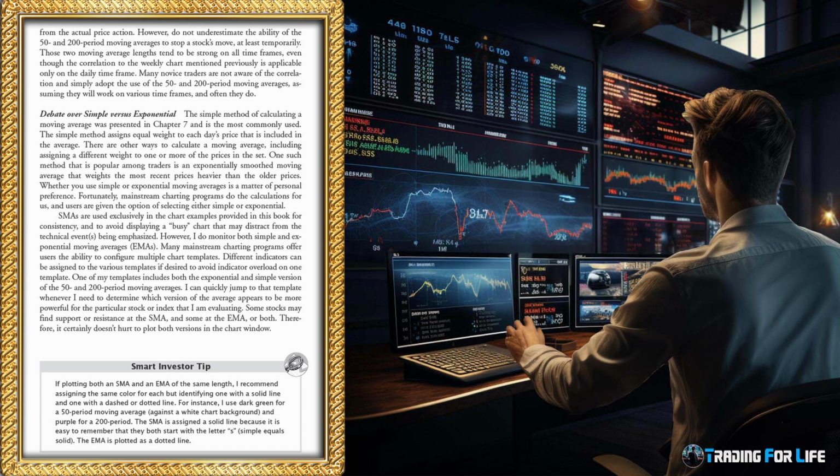Debate over simple versus exponential. The simple method of calculating a moving average was presented in Chapter 7 and is the most commonly used. The simple method assigns equal weight to each day's price that is included in the average. There are other ways to calculate a moving average, including assigning a different weight to one or more of the prices in the set. One such method that is popular among traders is an exponentially smoothed moving average that weights the most recent prices heavier than the older prices.